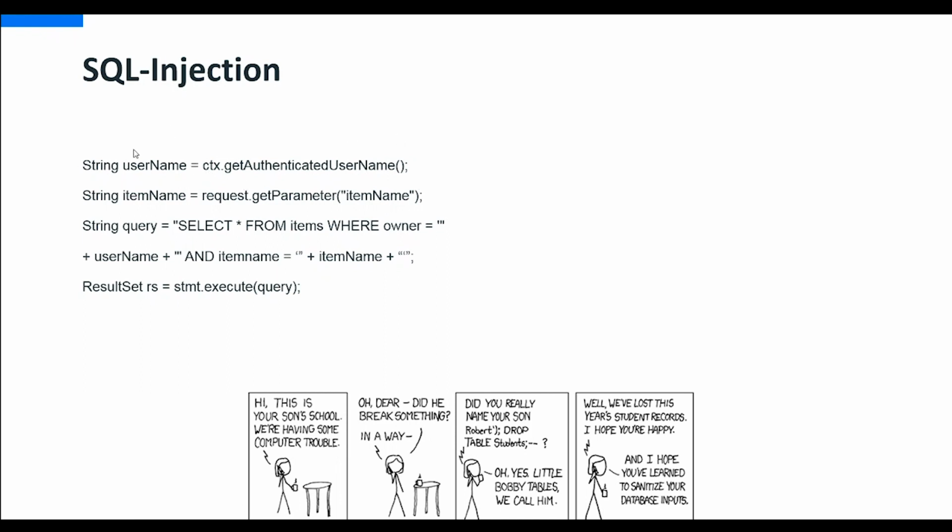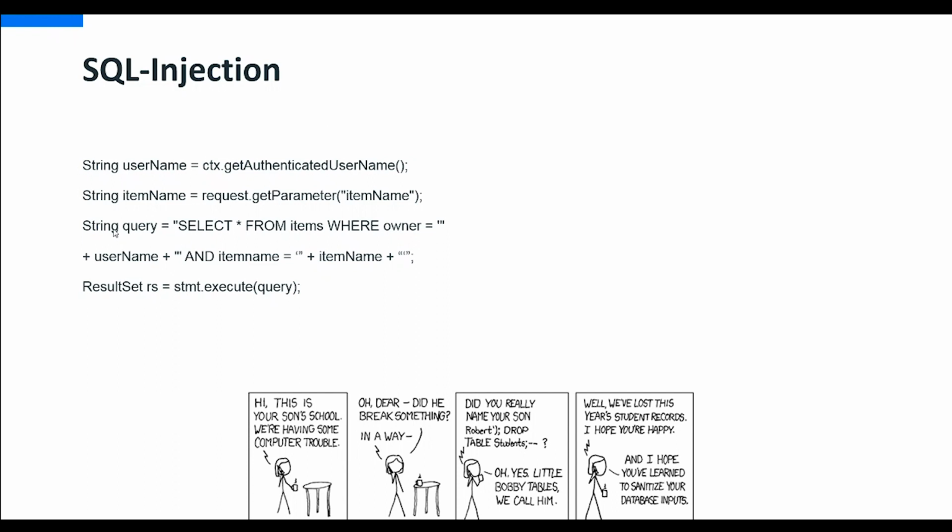You have a username which is read from the authenticated user, and that is actually something where this could become an issue, but that's more of a joke. So you look at the user who has been logged in. This name is stored in the variable username, and then you have an item, in this case item name, which is coming from a request, meaning from a URL or from a web form which is entered.